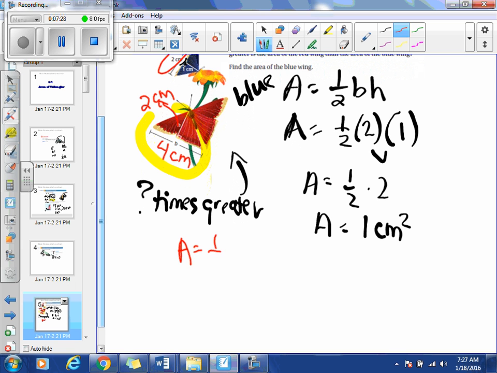Let's find out. So area is 1/2 of, or 1/2 times, the base times height. Remember, these are connected by multiplication. If there's nothing between variables or numbers and variables, it means multiply. So area equals 1/2. The base is 4 centimeters. Base times height. The height is 2 centimeters.